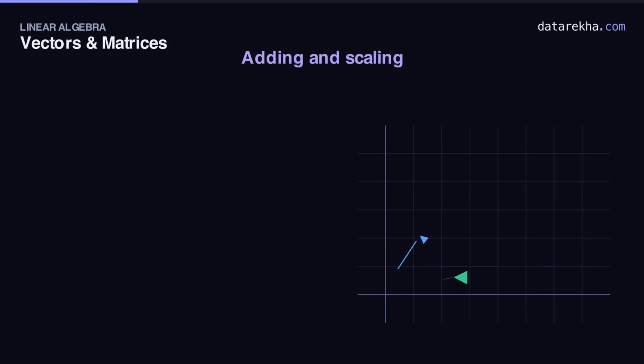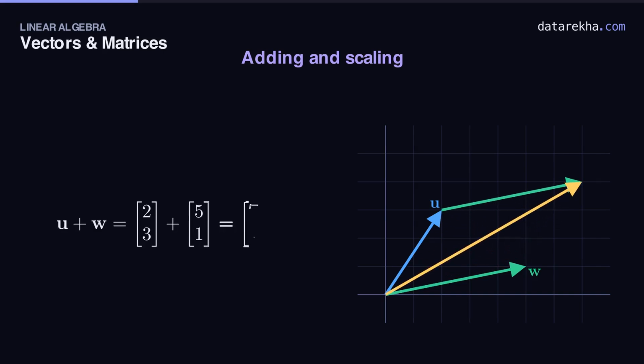Vectors add in the most natural way imaginable. Take u, 2, 3, and w, 5, 1. Slide w so its tail sits on the tip of u. The arrow from the very start to the very end is the sum. On paper, it's even simpler. Just add matching components. 2 plus 5 is 7, 3 plus 1 is 4. The sum is 7, 4.